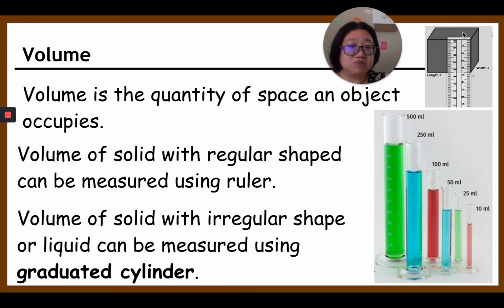Volume of solids with irregular shapes or liquids can be measured using something called a graduated cylinder, which you can see here with a colorful cylinder. And we have either glass or plastic, but in this case, you can see all of them are glass, and then they have different sizes, different amounts.